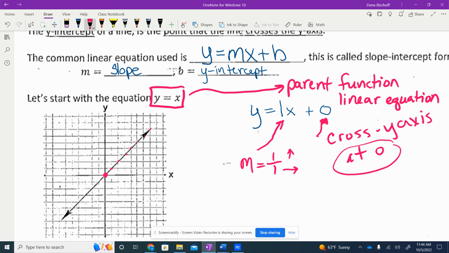If I were to put a plus 2 at the end of my equation, if I were to rewrite this equation as y equals x plus 2, that means that this whole line is shifted up 2 units, but it still has the same slope. So that would look something like this. But we always start with the parent function. Okay? Questions?